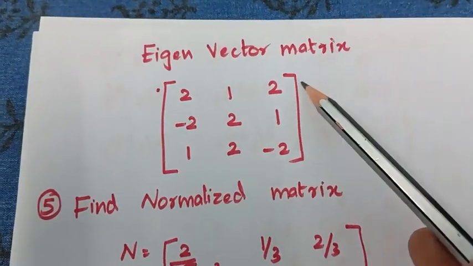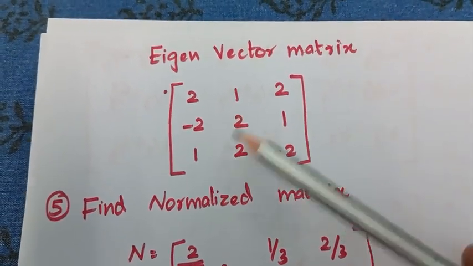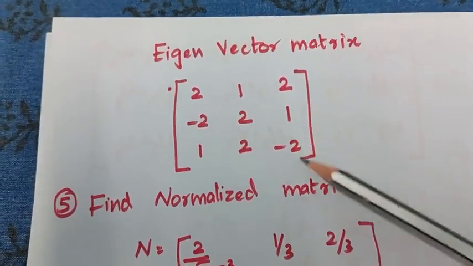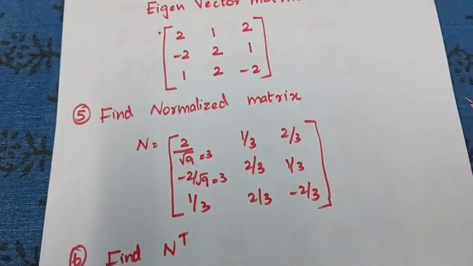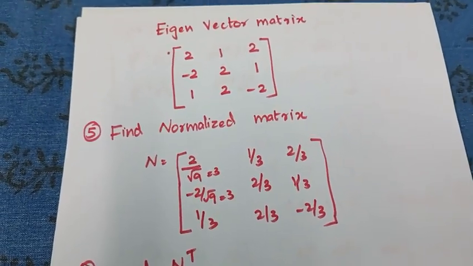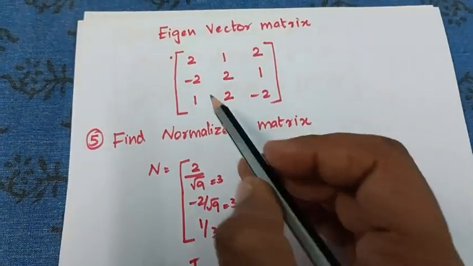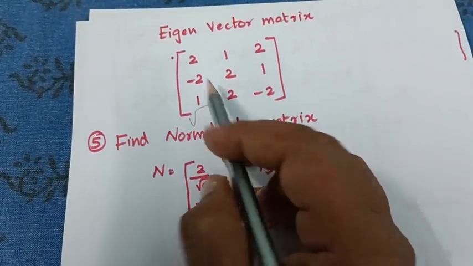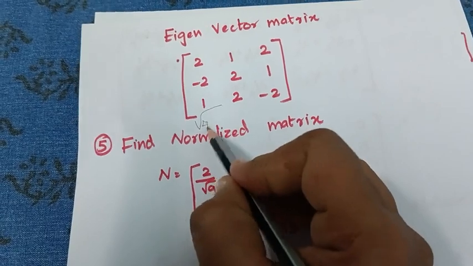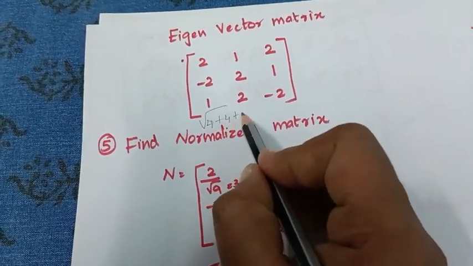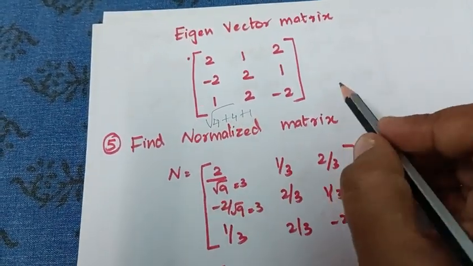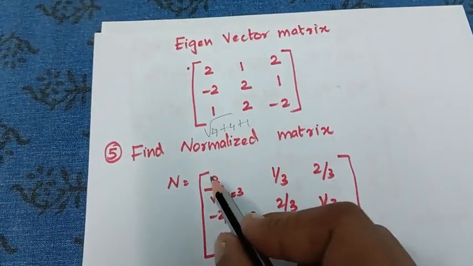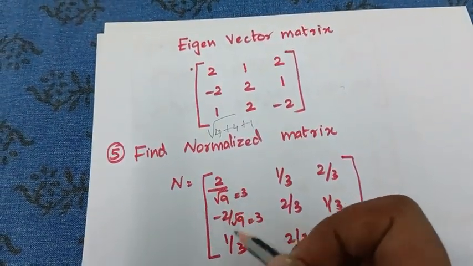This is the eigenvector matrix: 2 minus 2 1, 1 2 minus 2, 2 1 minus 2. Next step is to find the normalized matrix. For that we take the square of all the elements. Here 2 squared is 4, minus 2 squared is also 4, plus 1, so you will get 9. Root of 9 is 3. So we are going to write 2 by 3, and all the elements you are going to write like that.